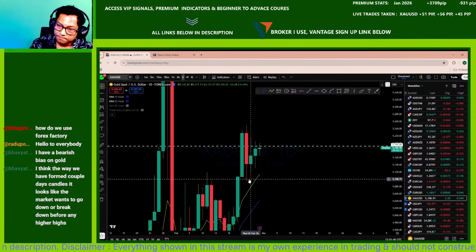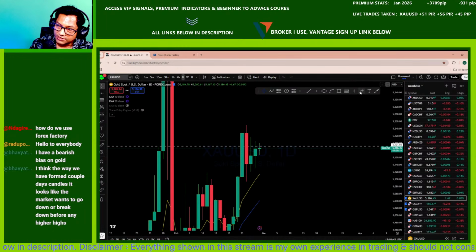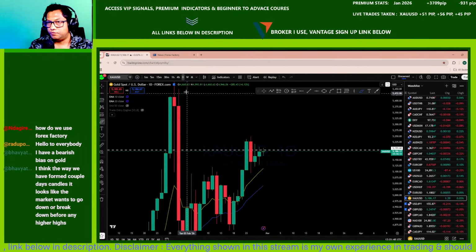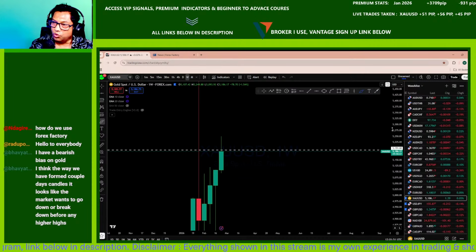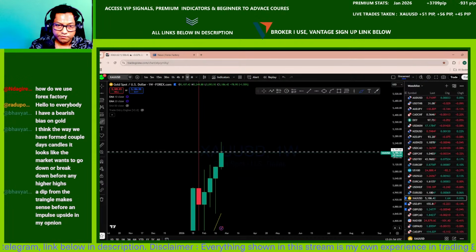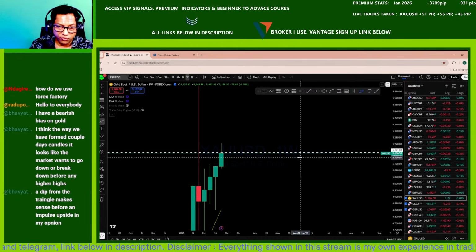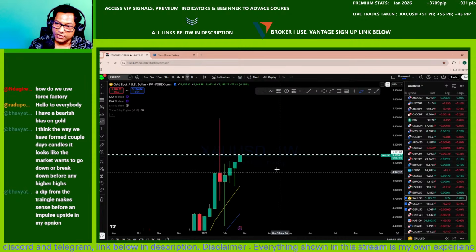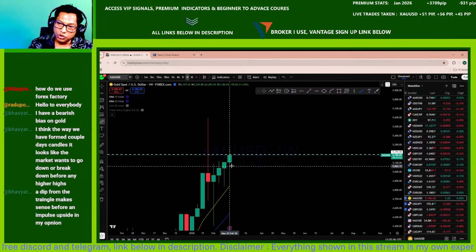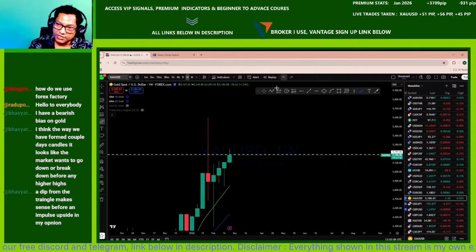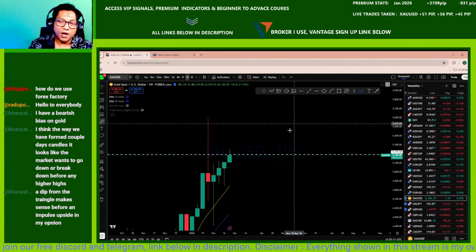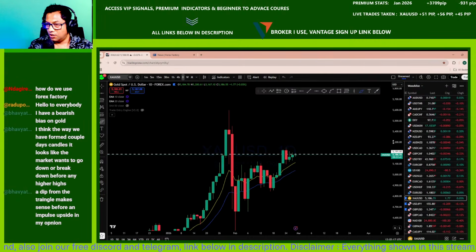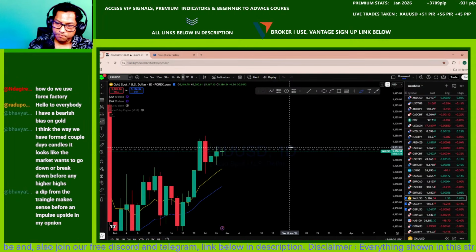On the daily, the market tested the weekly low, and today is the last day of the trading week. If you look at the overall weekly candle, a dip from the triangle makes sense. Now I totally agree. So this is the weekly. The previous week was a pin bar. This week has shown a bullish move. The market today could remain in this level here.